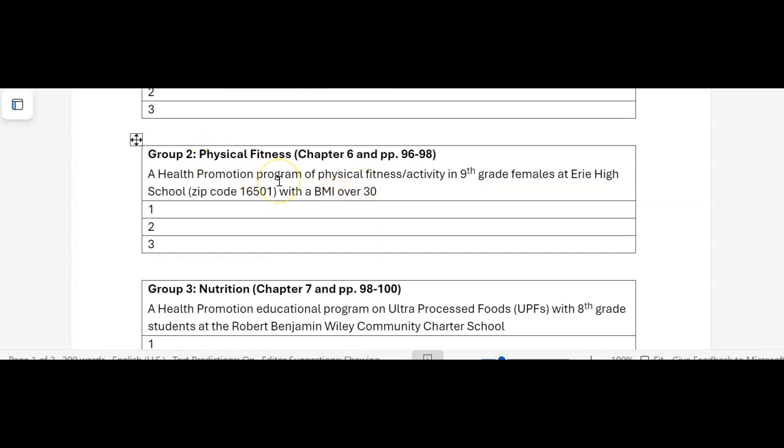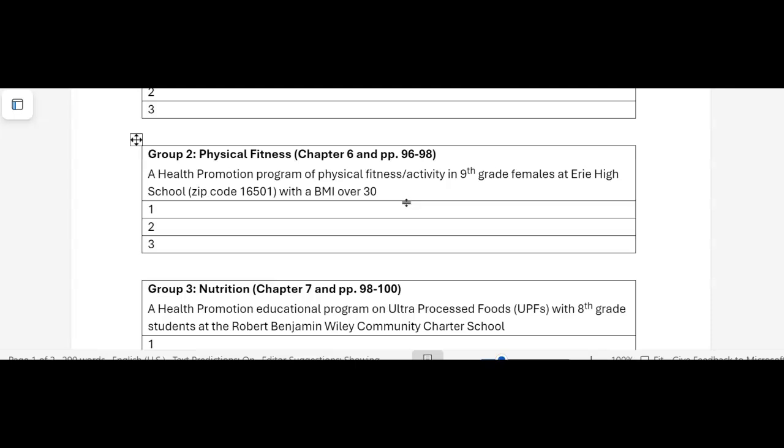Here's another physical fitness health promotion program, but you're going to be working with 9th grade females at Erie High School with a BMI over 30. So, you're not really going to be implementing any of these health promotion programs.